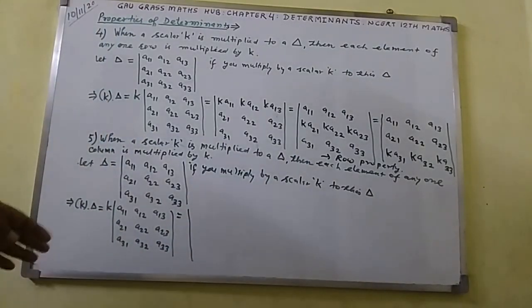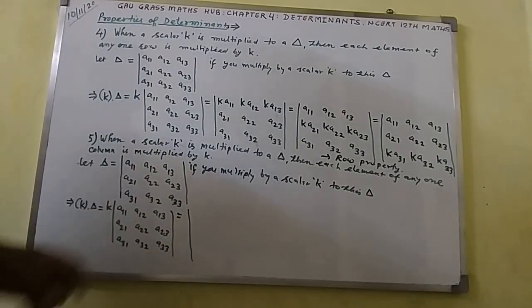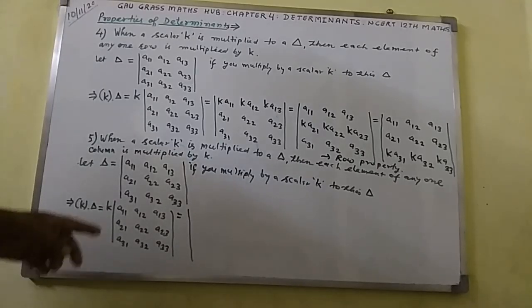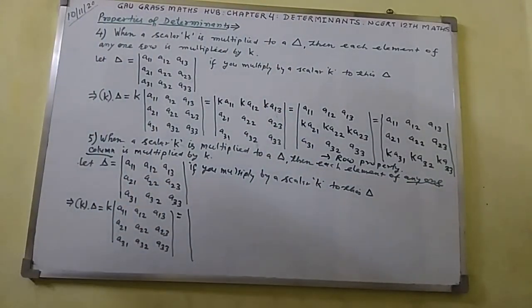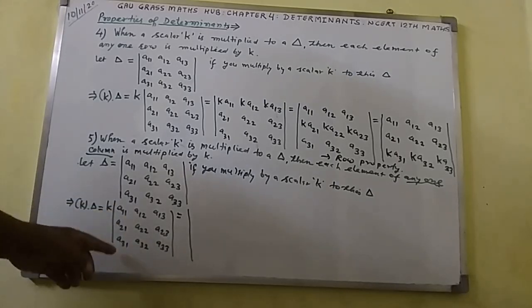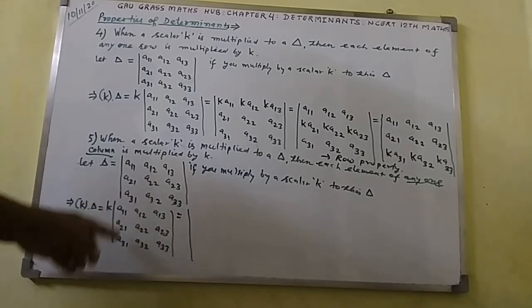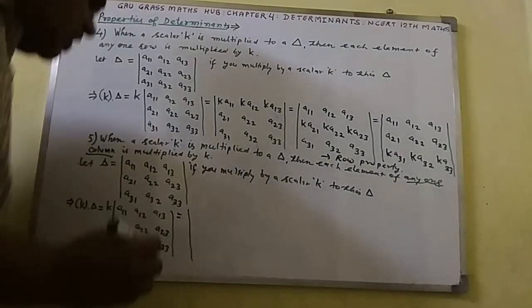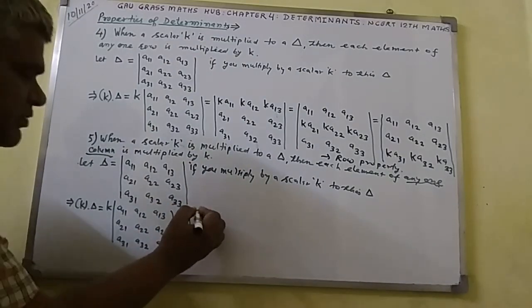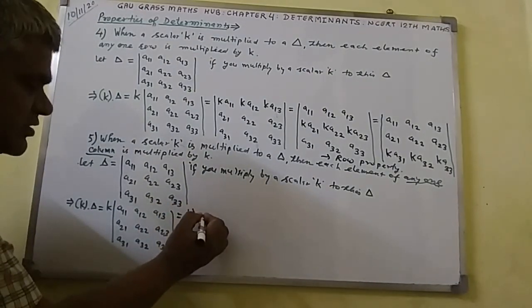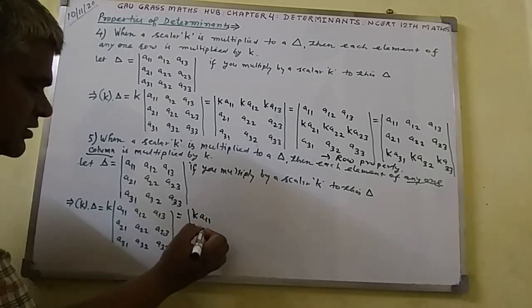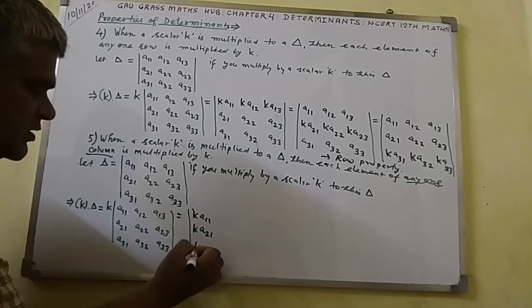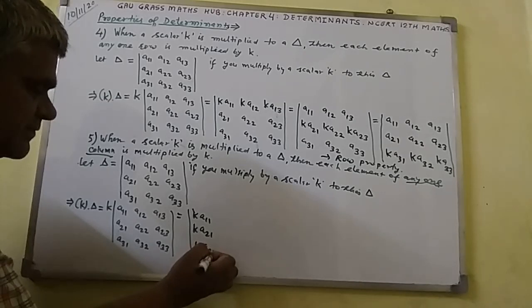It says when a scalar is multiplied to a determinant, then each element of any one column. Here it says any one column. Any one column means here I shall take the first column. So each element of the first column will multiply by scalar k. So let us see what the result will be. The first column will be affected; as it is, k times a11, k times a21, k times a31.